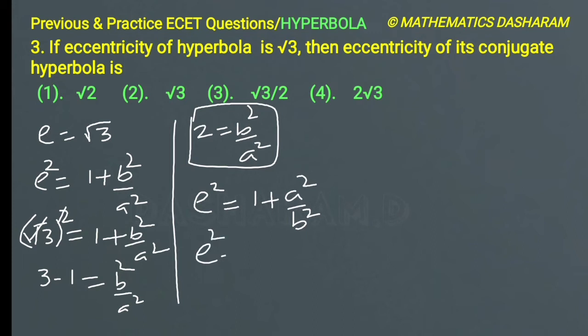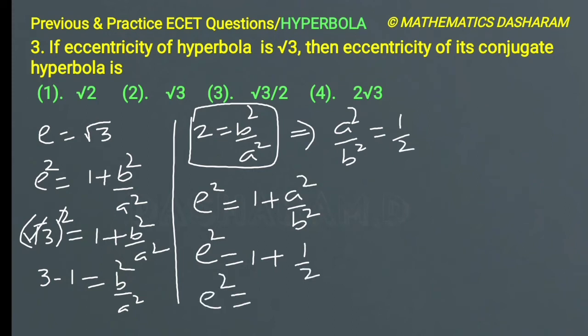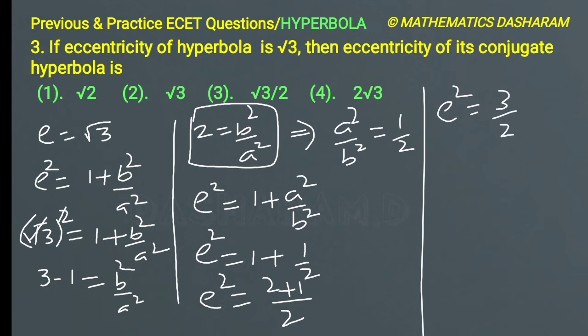So E square equals 1 plus A square divided by B square, and here A square divided by B square will become 1 by 2. So we can substitute the 1 by 2. E square equals, here LCM is 2, so 2 plus 1. Then E square equals 3 divided by 2, then E equals under root 3 by 2. So option 3 is correct.